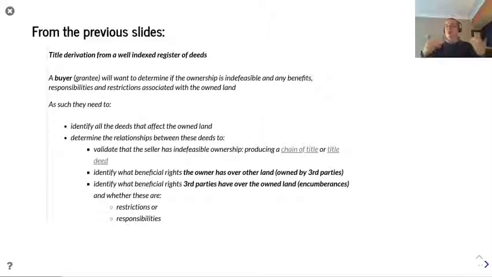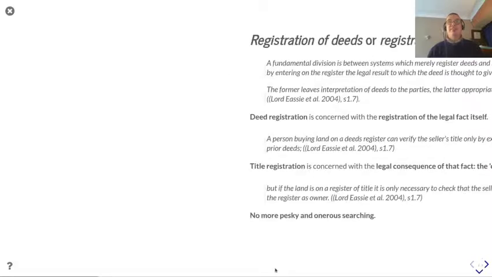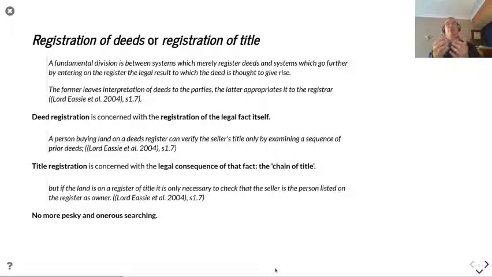You're trying to do the same thing. So this is essentially saying that we both have the same view of what a title is. But in this instance, that title is being registered. So what is the difference then between a register of deeds or a register of title?